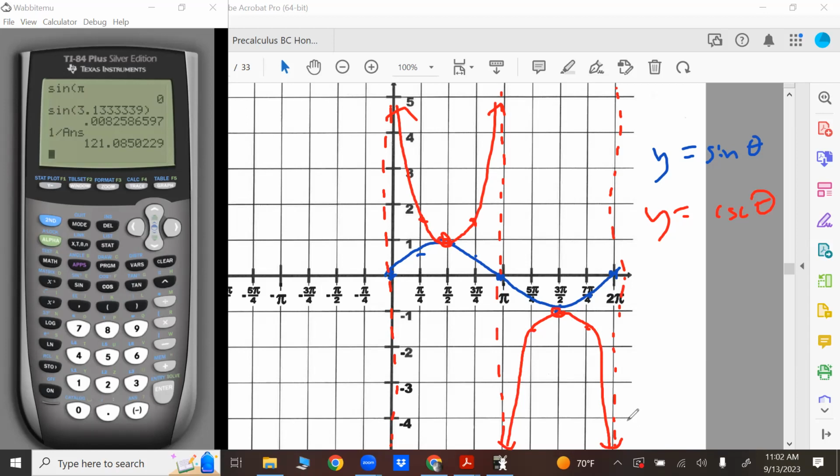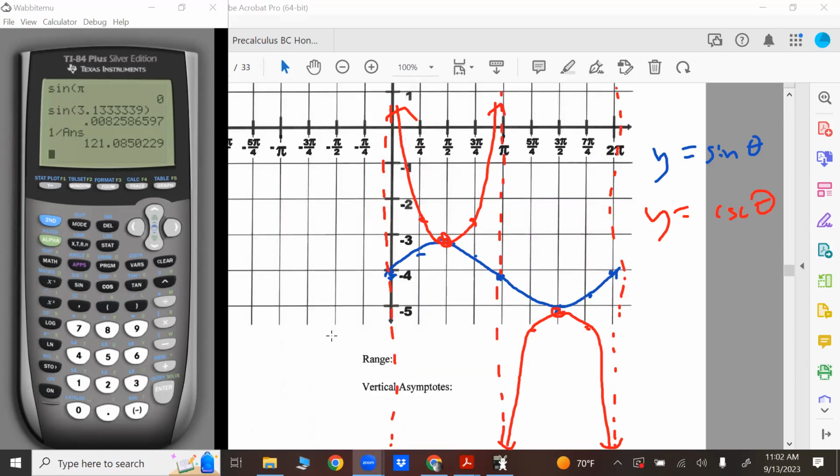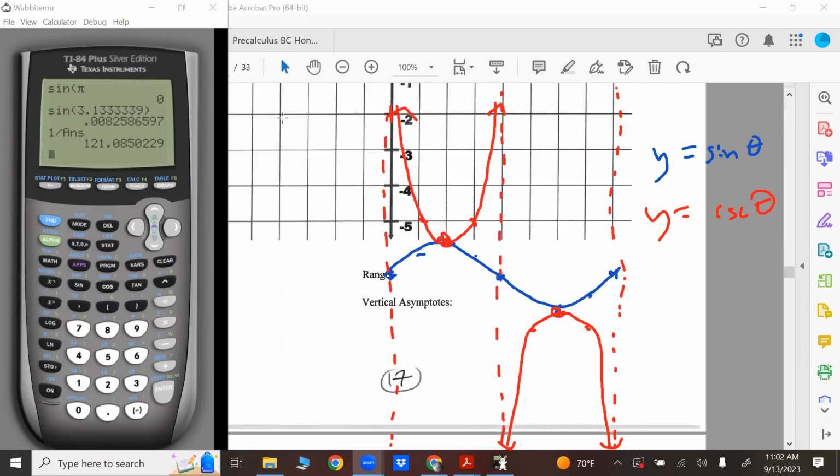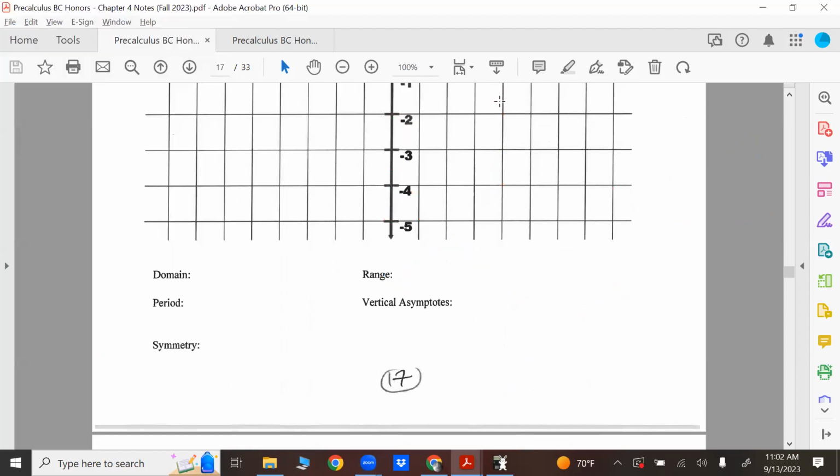The domain and range obviously will be different compared to sine. Any question how I made that graph? You guys did this last year, yes or no? Yeah. Okay, good. I'm glad you guys got there. There have been some years where I didn't quite get this in Algebra 2 trig honors when I taught that class, but glad you guys got it.